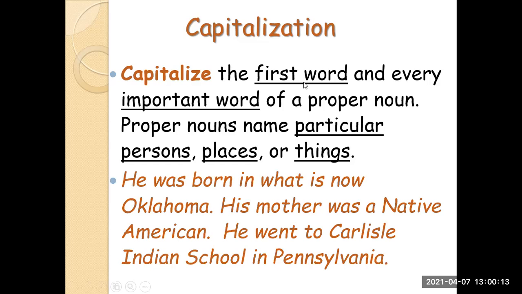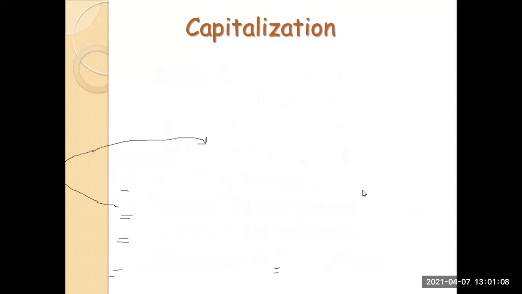Let's take this example. He was born in what's now Oklahoma. Just remember, first you need to capitalize the first word in the sentence. Oklahoma is a proper noun, a specific name for a place. His mother was a Native American. This is also a proper adjective which needs to be capitalized, American. He went to Carlisle Indian School in Pennsylvania. This is the proper name of an organization, and this is a proper name of a place again, like Oklahoma. This is what we call Pennsylvania.